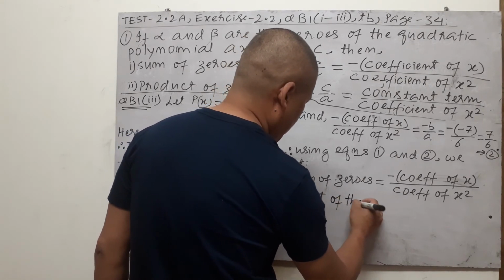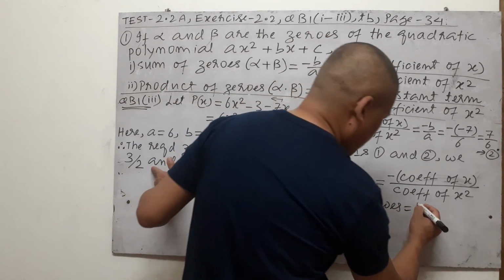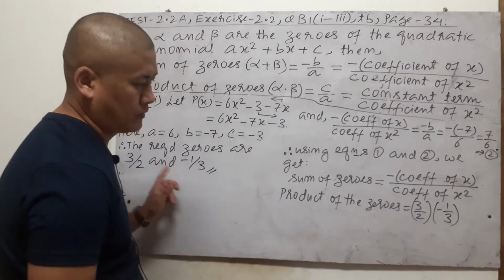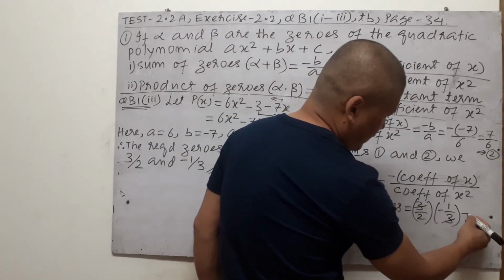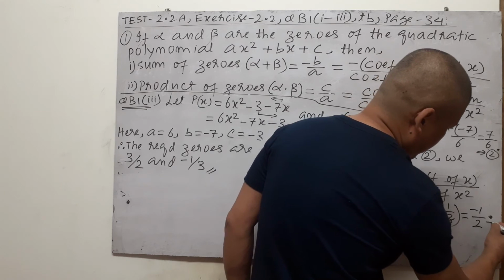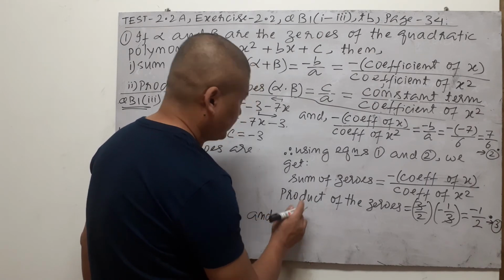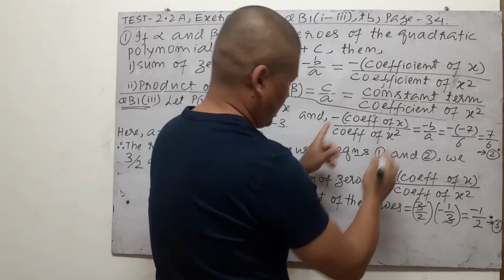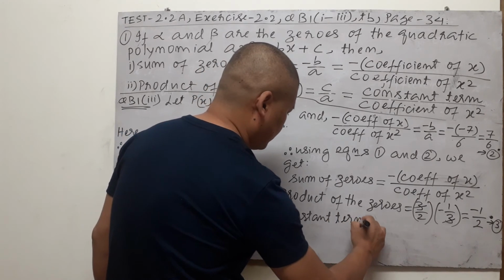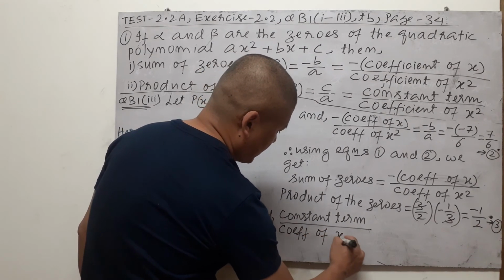of the zeros. Product of the zeros is the first zero, plus 3 by 2, into the second zero, minus 1 by 3. So we can clearly cancel this 3 and 3 up and down, and we get minus 1 left divided by 2 down here. So let's put this as equation number 3. And then the right side is in terms of the coefficients, that is constant term divided by coefficient of x square.